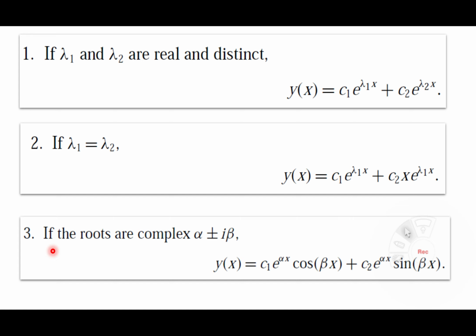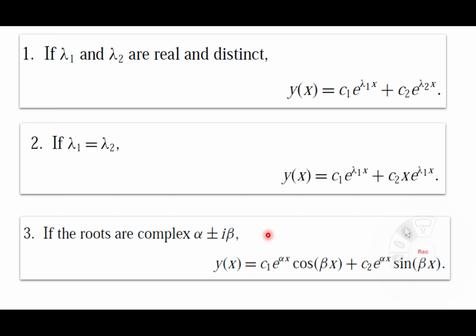And in the third case, if the roots are complex, alpha plus and minus i beta, then our general solution is going to be y of x equals C1 e to alpha x times cosine beta x. So we get rid of the complex number by using sinusoidal functions, cosine beta x, plus C2 e to alpha x sine beta x. Okay, so these are the three cases that we are going to encounter.